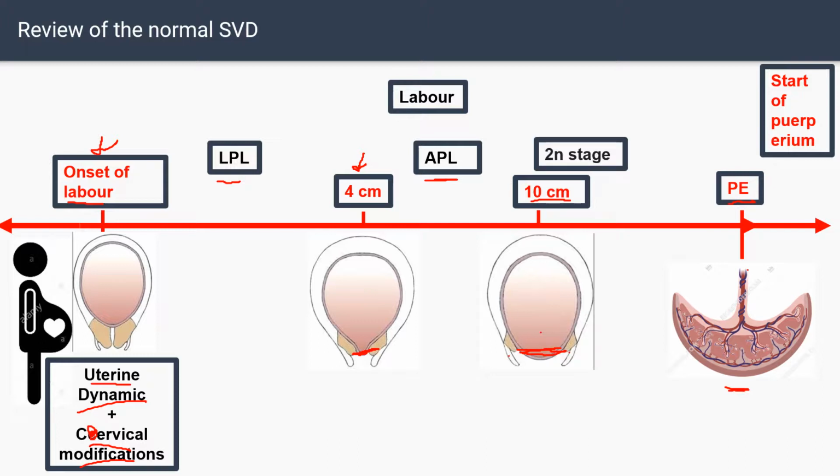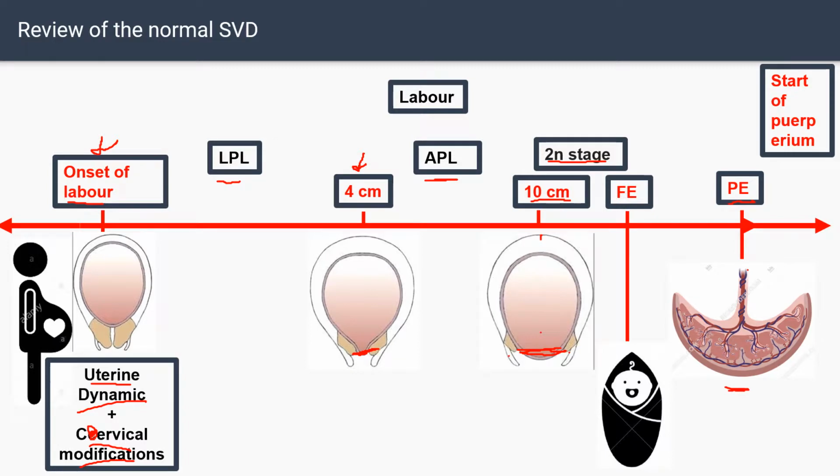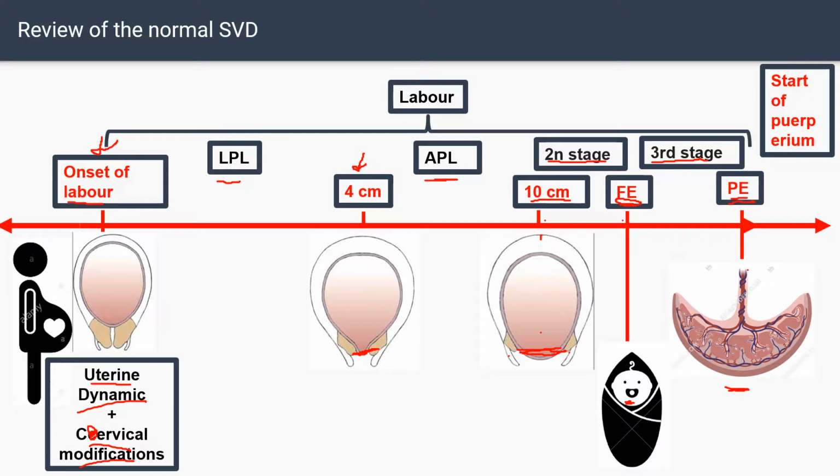After the active phase of labor, we have the second stage. That is the stage between the 10 centimeters of dilatation until the fetal expulsion. That is when the baby delivers. So here we have the baby outside the mother. Between the 10 centimeters and the fetal expulsion, we have the second stage. And the third stage of the labor is between the fetal expulsion and the placental expulsion.